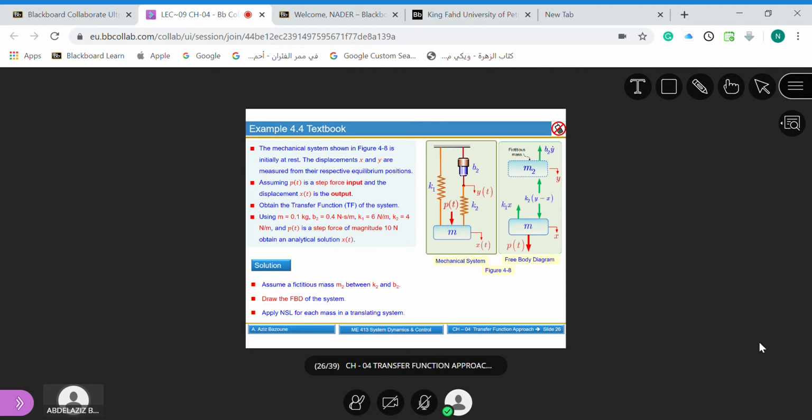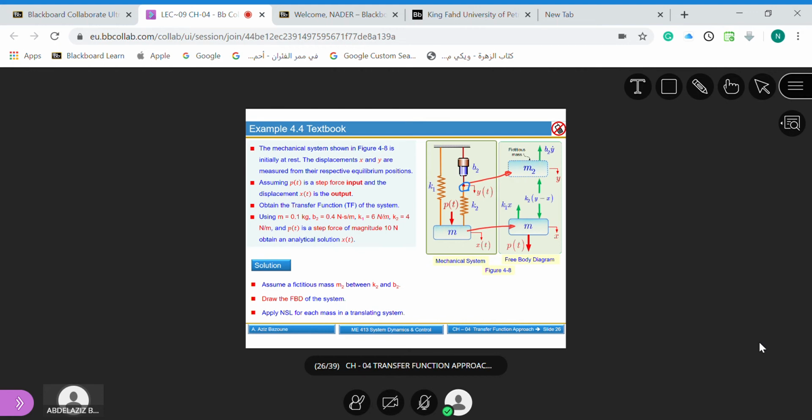We assume the fictitious point or junction point, and I'm assuming that there is a mass here, fictitious. We will imagine that there is a mass here. I'm calling it M2, fictitious mass, I'm assuming. So if we look to the free body diagram, we take the mass M. This is the mass M.